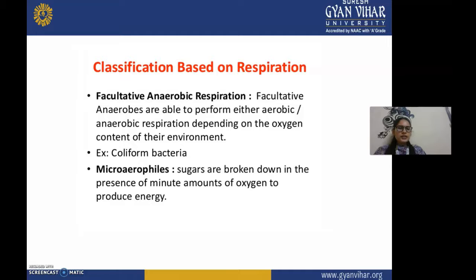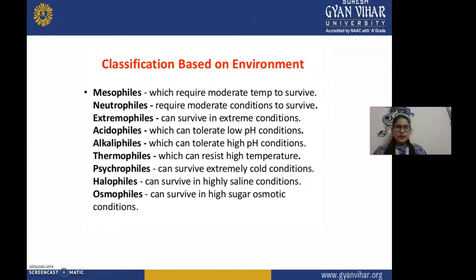Now, classification based on respiration, next we have facultative anaerobic respiration. Facultative anaerobes are able to perform either aerobic or anaerobic respiration depending on the oxygen content of their environment, for example coliform bacteria. Then we have microaerophiles, in which sugars are broken down in the presence of a minute amount of oxygen to produce energy.